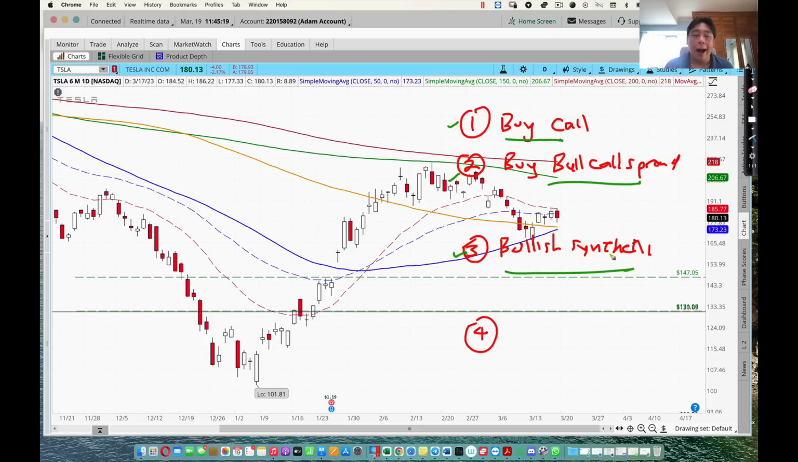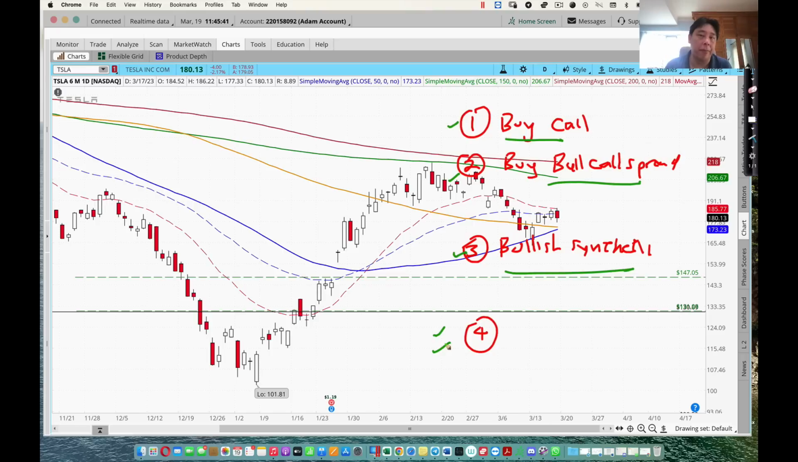Now, I rarely use the first three methods. I do it sometimes if I'm really bullish, okay? But I mentioned for Tesla, I'm not really bullish. I'm like neutral to moderately bullish. So in cases like that where you're not sure if it's going to go up, it may go sideways, then you want to use the fourth method I'm going to talk about.